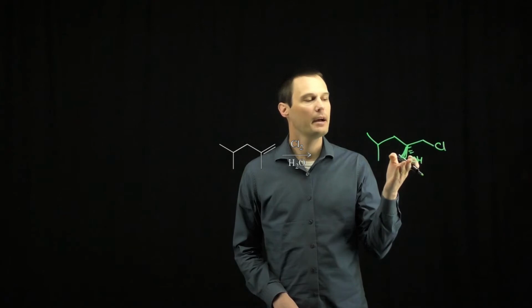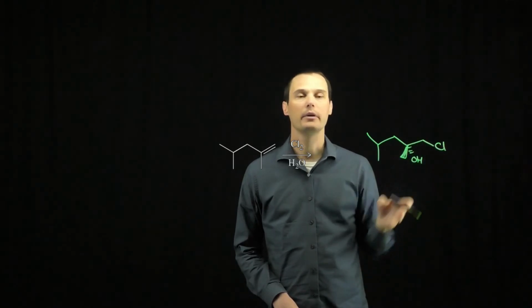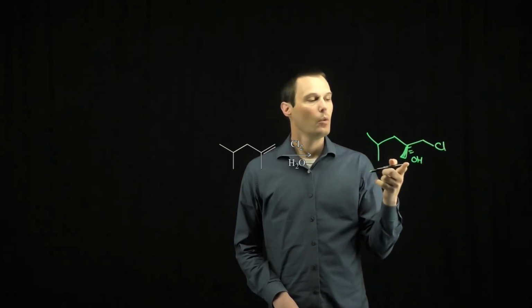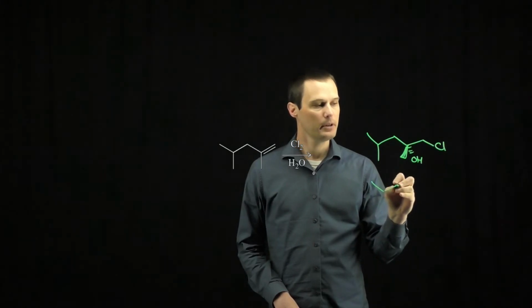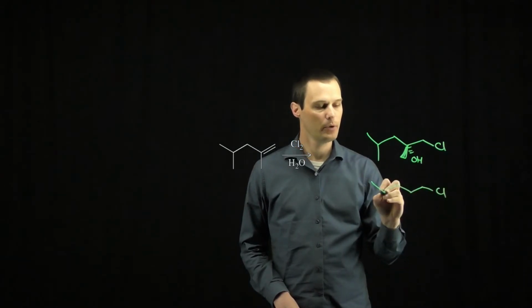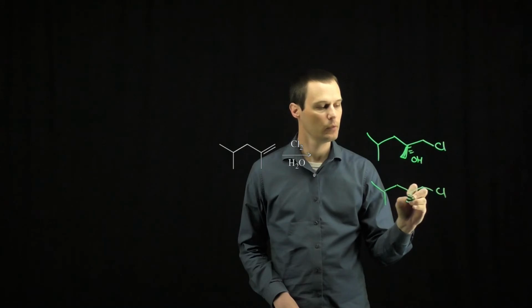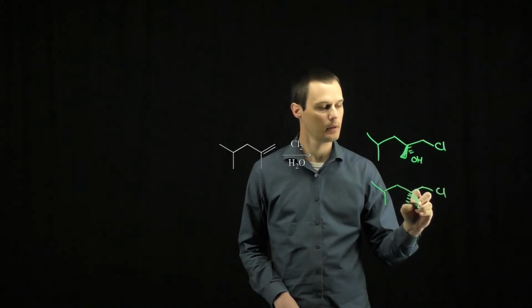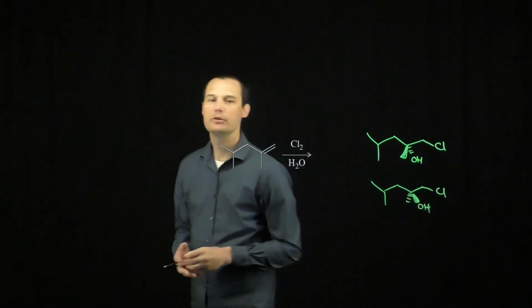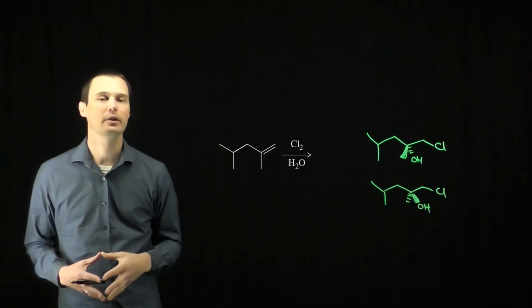The carbon bearing the oxygen group is a new stereocenter. The carbon bearing the chlorine is not. When this forms, it can form as a mixture of enantiomers, so we'll show both possible enantiomers for this product. This racemic mixture of enantiomers is the product of this electrophilic addition reaction.